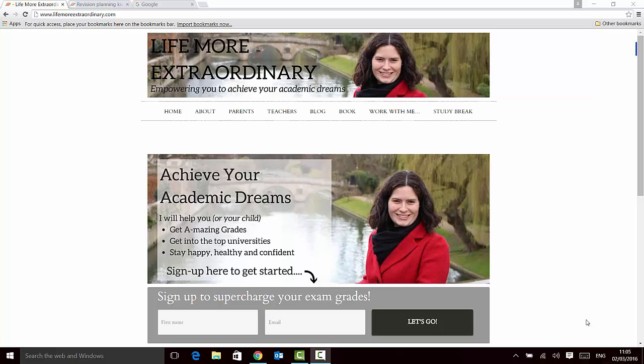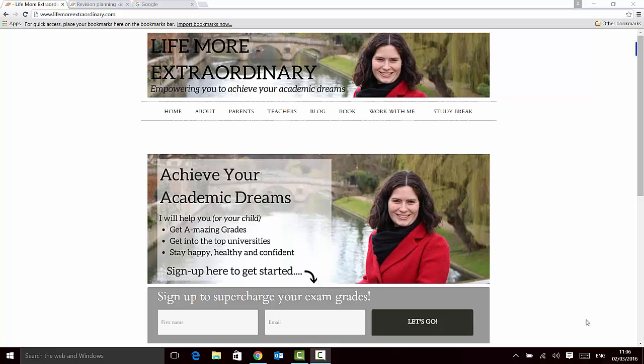Okay, why would you want to find your specification, past papers and mark schemes? Well, your specification is the document that your teachers use to know what to teach you, okay? So it tells you exactly what you need to know, and anything that's not on there, you don't need to know for your exams. And it's really good for helping you to plan out your revision.